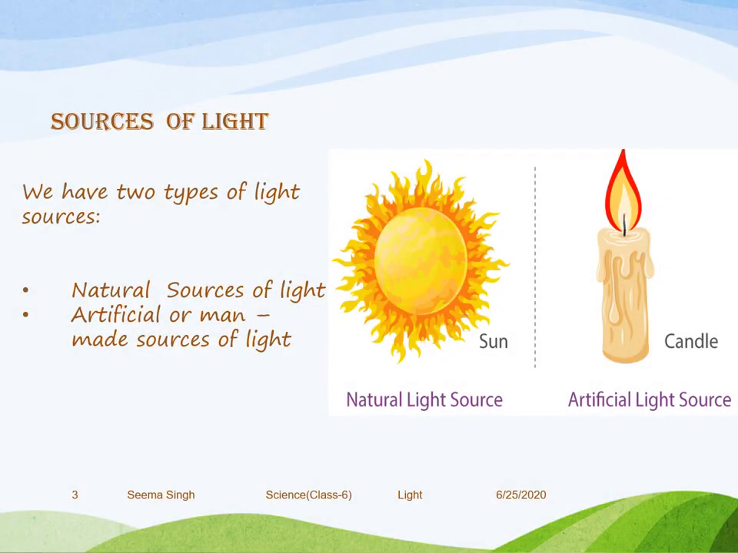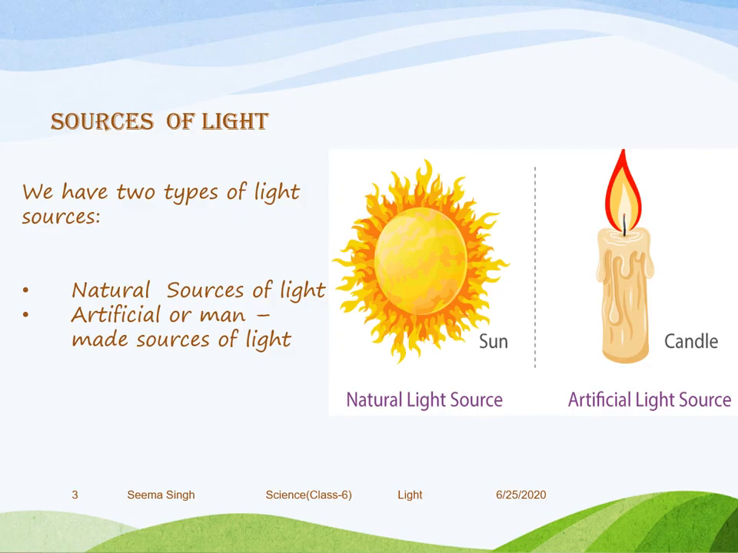Coming to, what are the various sources of light? There are majorly two sources of light. In the image we can see the first one is the sun and the second one is the candle. Now let us see what these two images predict. The two types of light sources are natural sources of light and artificial or man-made sources of light. In the first image we can see the sun, which is the natural source of light.